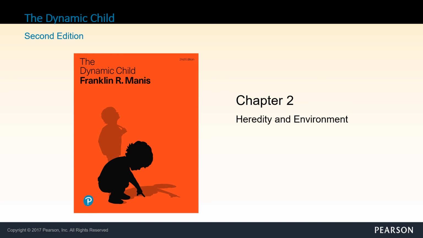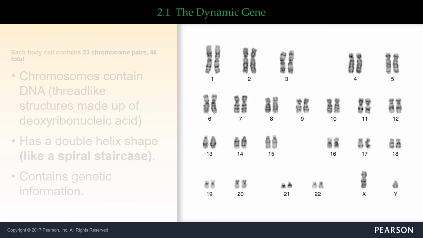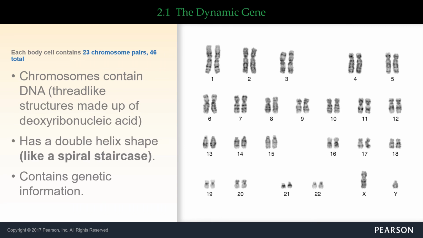Hello, in Chapter 2, we're going to focus on heredity and environment. So, in regards to genetic development, each body cell in our entire body has 23 chromosome pairs and 46 chromosomes total. And you can see on the right of this slide those pairs from 1 all the way down to the 23rd pair, which for this individual is an X and a Y, which means this individual is male.